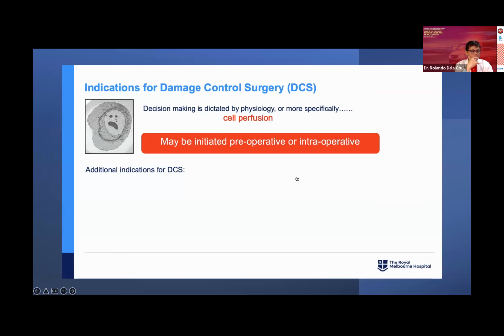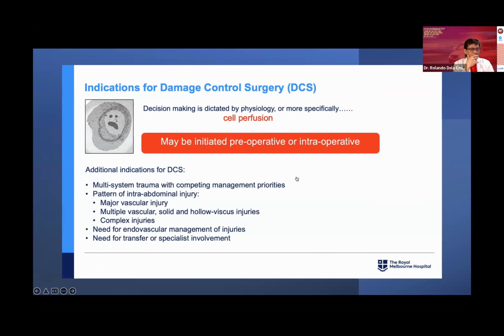But there are additional indications for damage control surgery other than disturbed physiology. And here are some of the common ones that I've come across in my practice. Often you'll have patients with multi-system trauma and there may be competing management priorities. The classic example of this is the patient who has the blown pupil with a traumatic brain injury, but also has intra-abdominal bleeding. So for these patients, we're going to quickly control the bleeding, whether it's removing the spleen or controlling the hollow viscus bleeding. And we're going to do packing and temporary abdominal closure so the neurosurgeons can get on and decompress the subdural or the extradural.